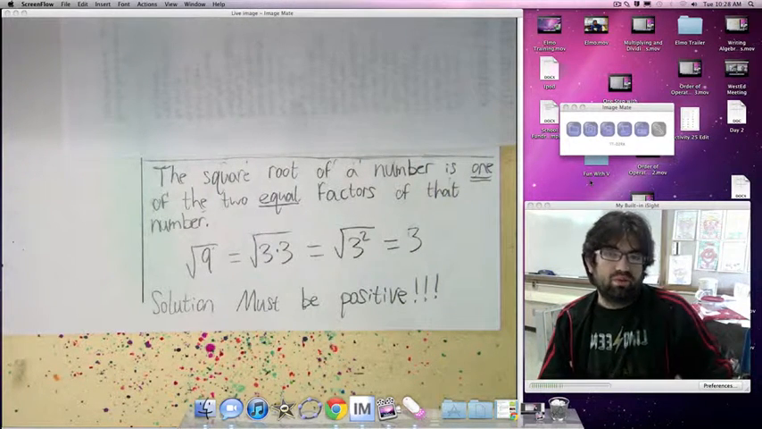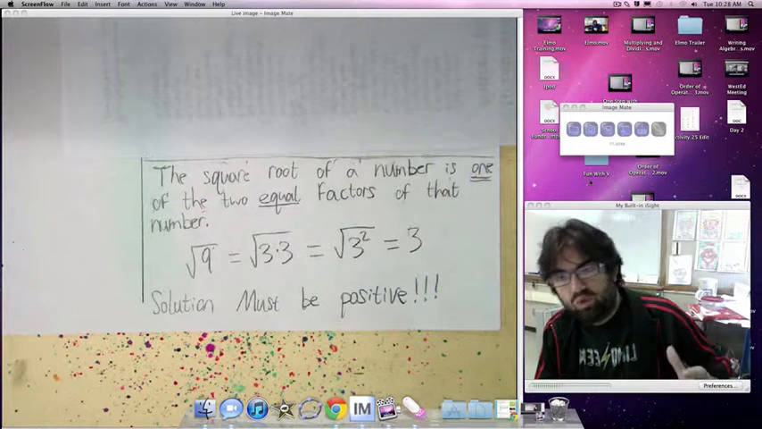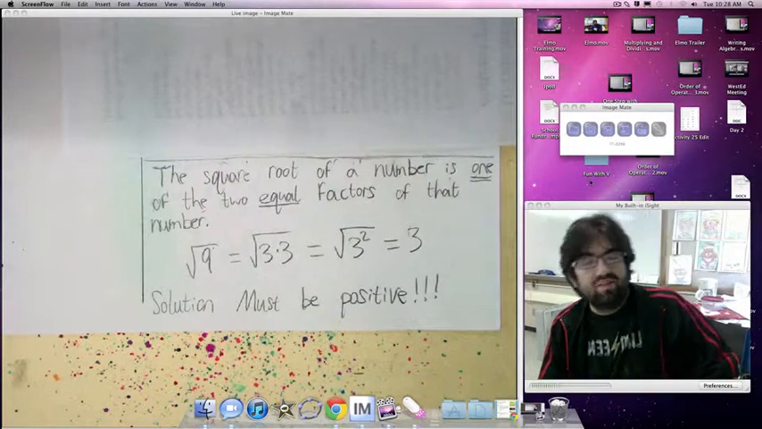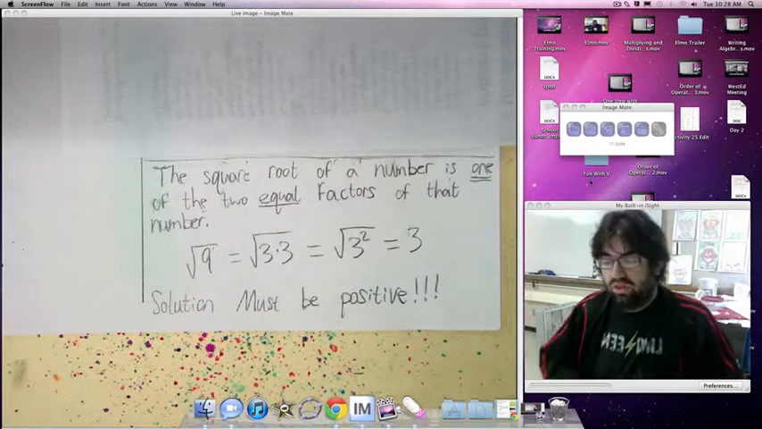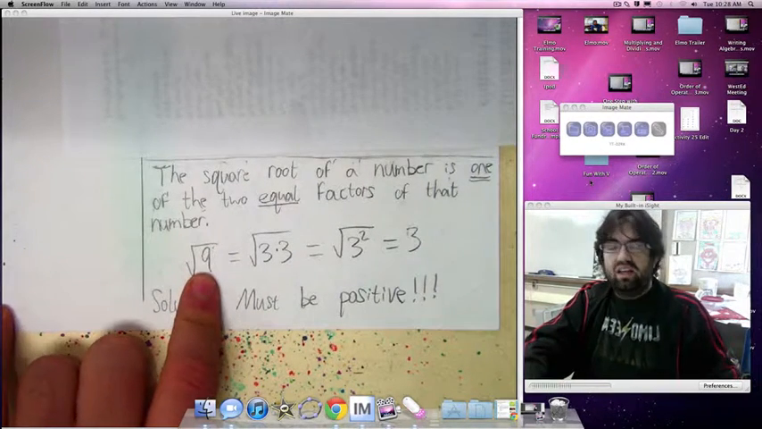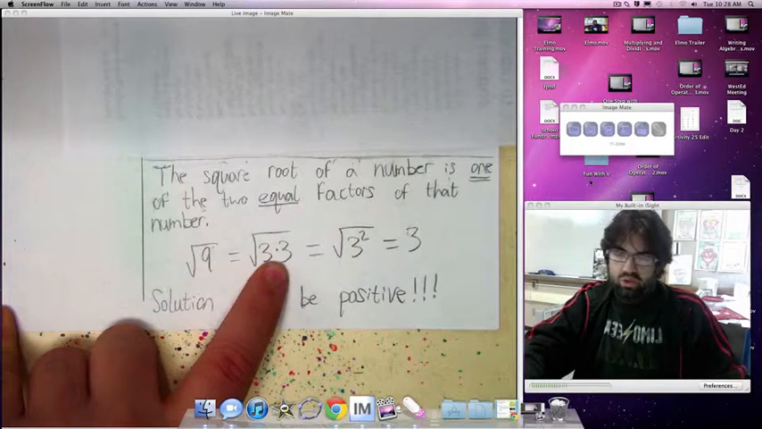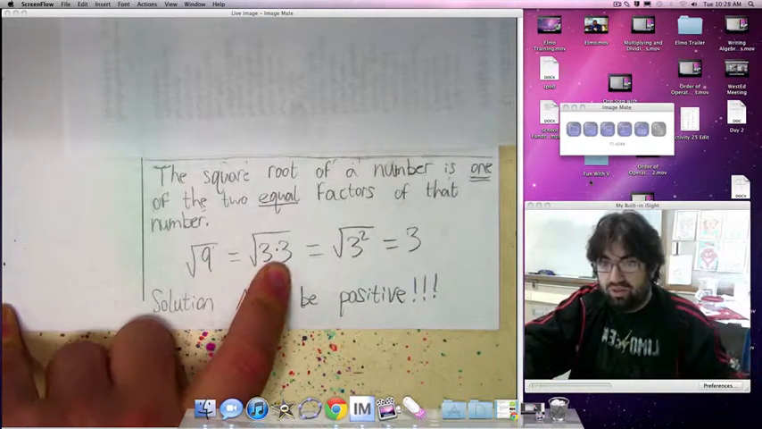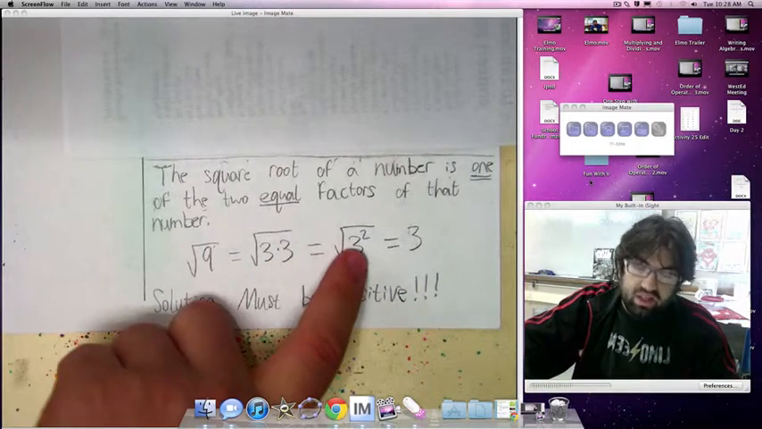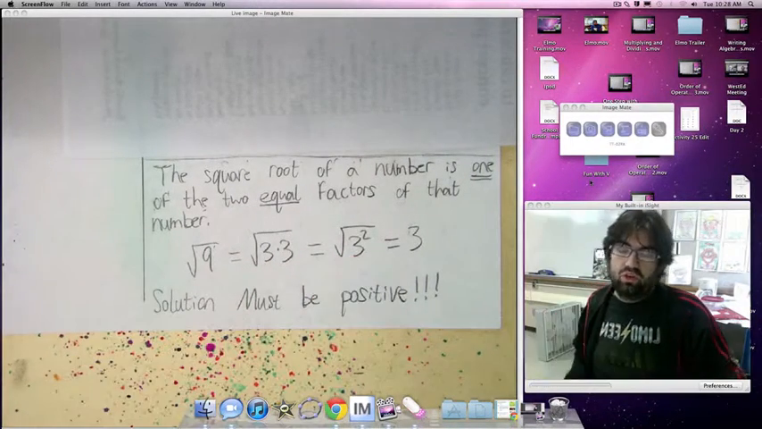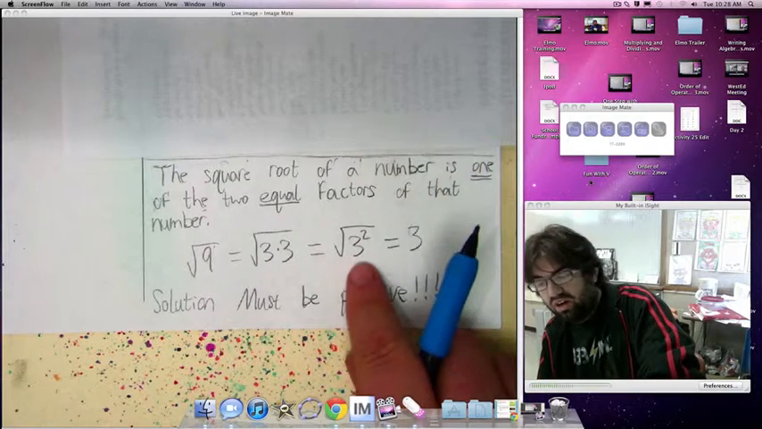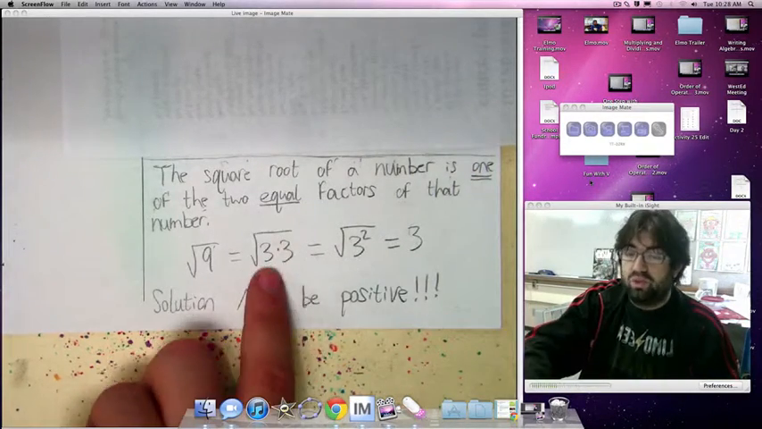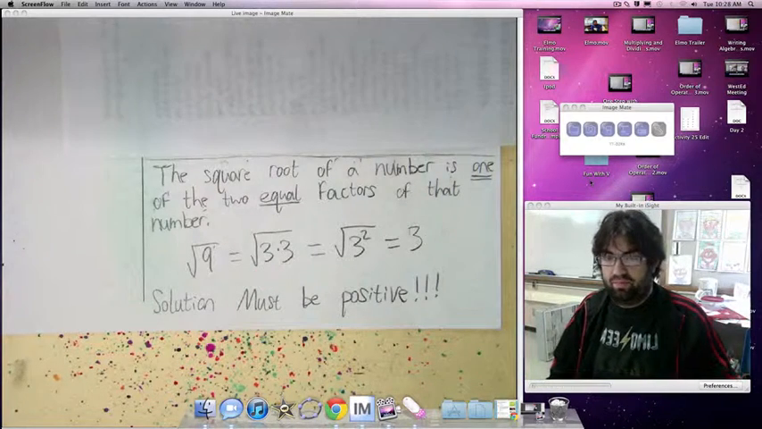The square root of a number is one of the two equal factors of that number. 9 is equal to 3 times 3. That's real obvious. I need to think about what number times itself gives me that number back. And if you notice, 3 squared, the square root of that is 3. I just keep one of the 3's. There are two 3's, but I only keep one of them.